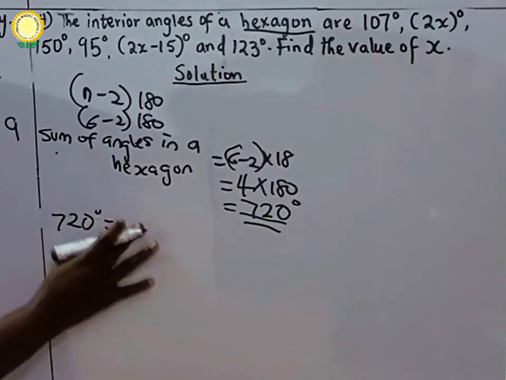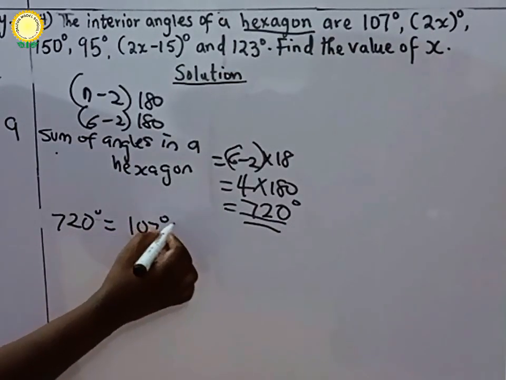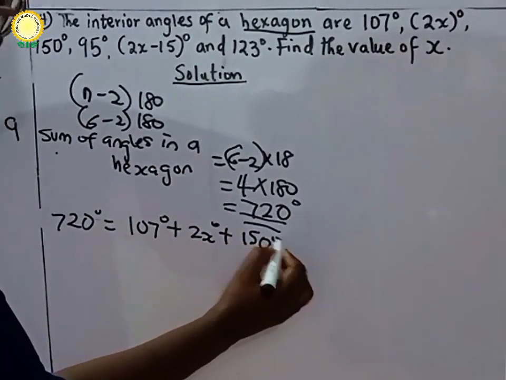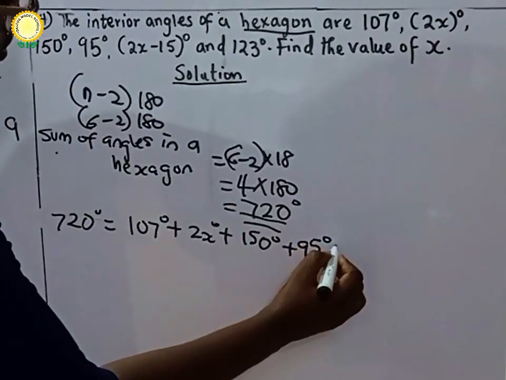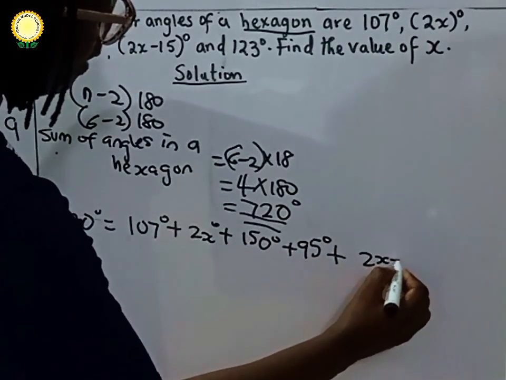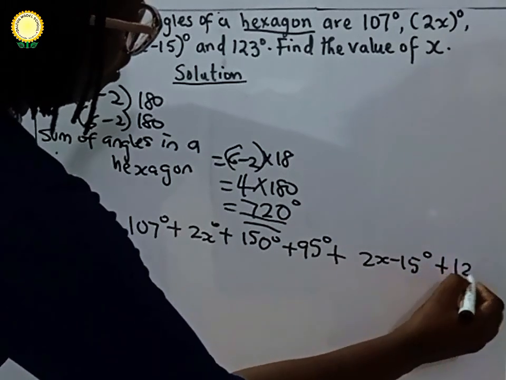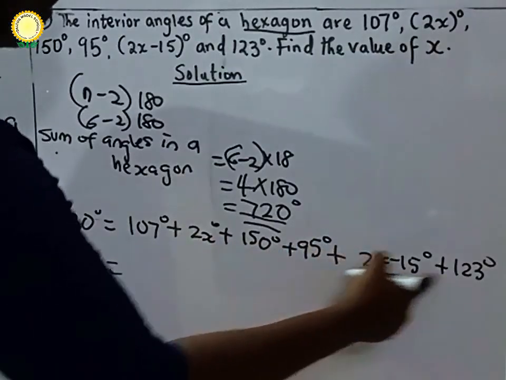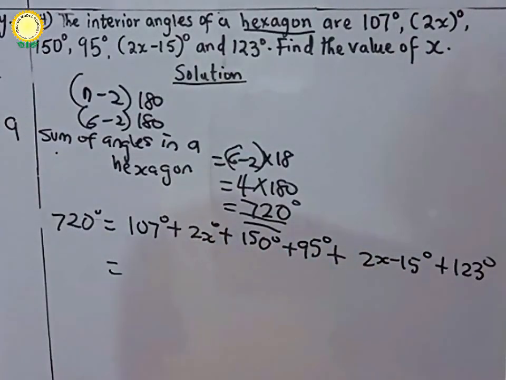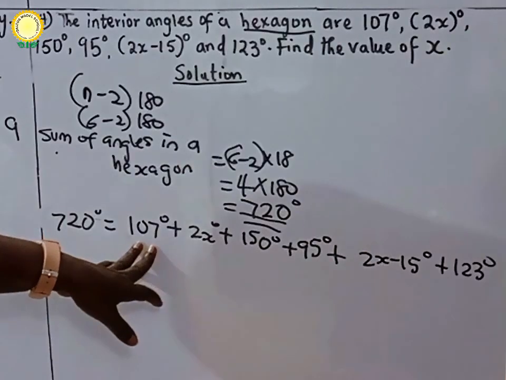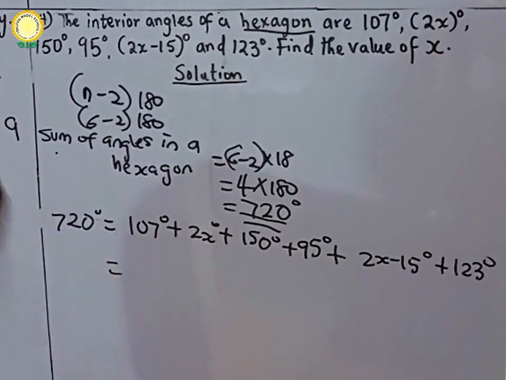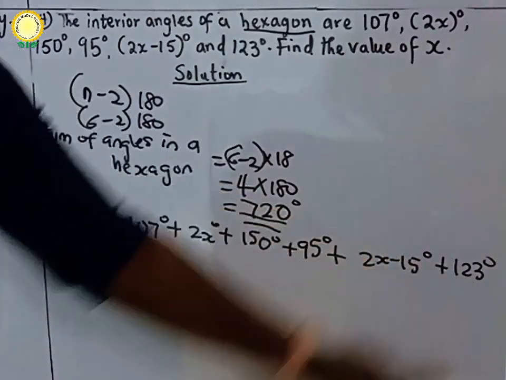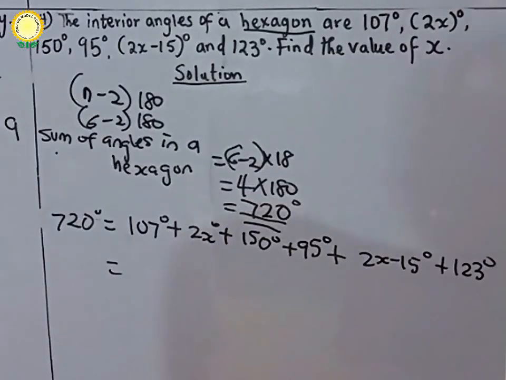Equals what? The first one is 107 plus 2x plus 150 plus 95 plus 2x minus 15 plus 123. So let's count. 1, 2, 3, 4, 5, 6. So we have 6 angles there. So let's add like terms. That's what I want to do. Like terms: 107 plus 150 plus 95 plus 123. I'm not adding 15 because of the minus.